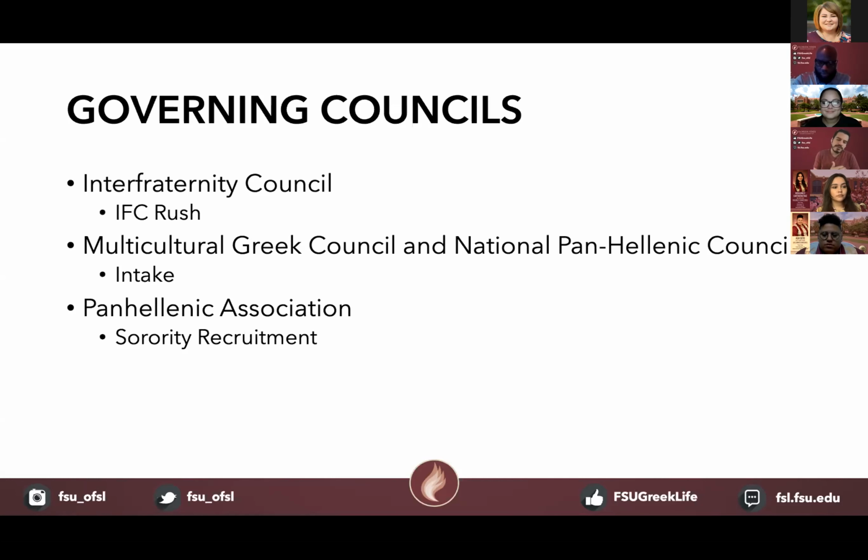So for our Panhellenic Association, these are our 17 sororities that are under the umbrella of the National Panhellenic Conference. So these are the oldest sororities, not the only sororities, but some of the oldest. And so again, if you've driven around and you do see those sorority houses, those are them.